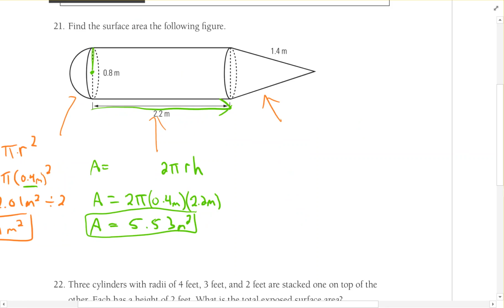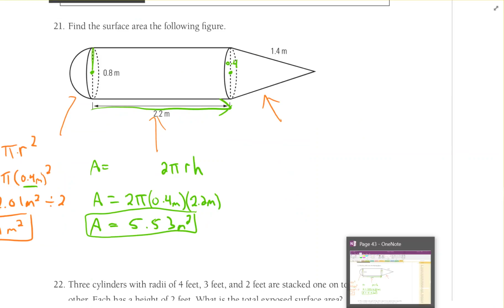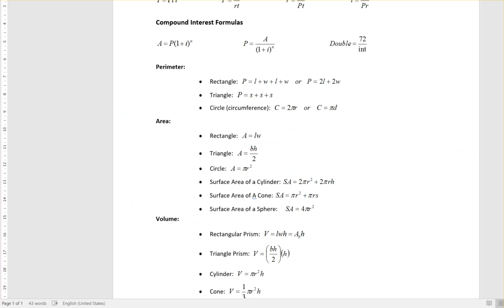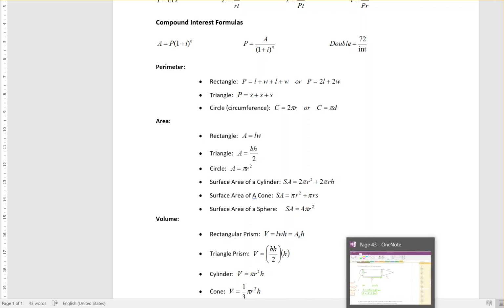And then lastly, let's do our cone. So our cone is also going to have the same radius, right? It's still going to be 0.4. So let's look up the formula for the cone. The surface area of a cone was this one, right? Pi r squared, that's the circle, plus pi r s.